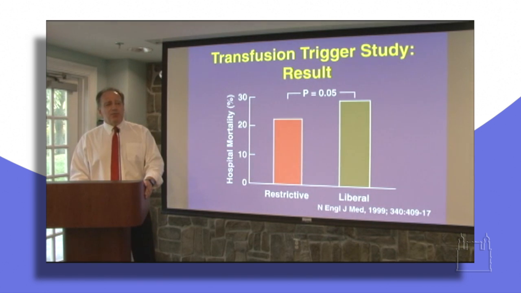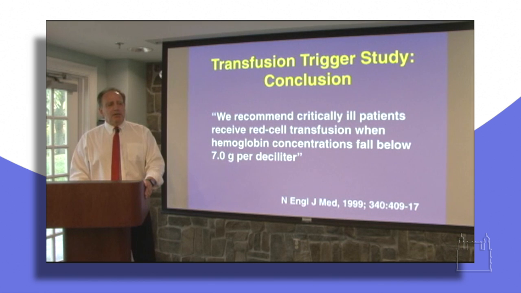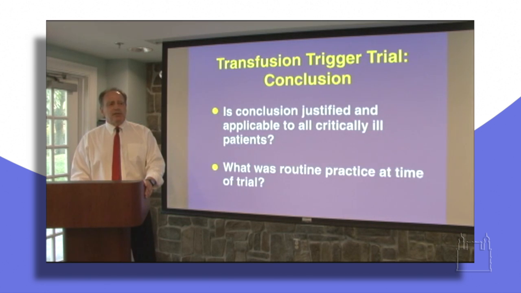And they found that the liberal arm increased hospital mortality compared to the restrictive. It's not the primary endpoint, but it's the endpoint people discuss. And they recommended critically ill patients receive red cell transfusions when hemoglobin concentrations fall below 7 grams per deciliter. Is the conclusion justified and applicable to all critically ill patients?